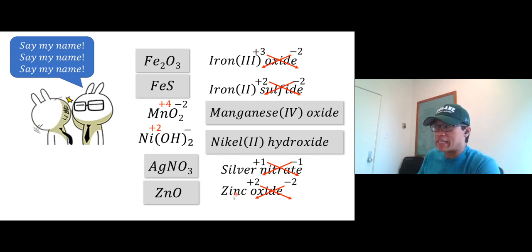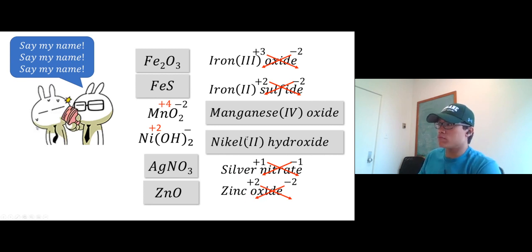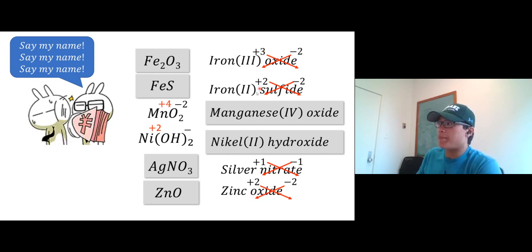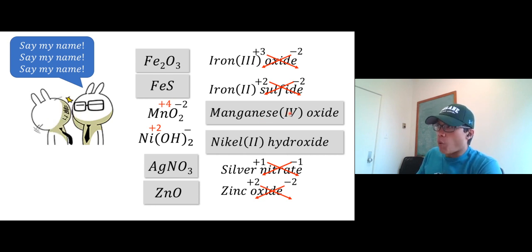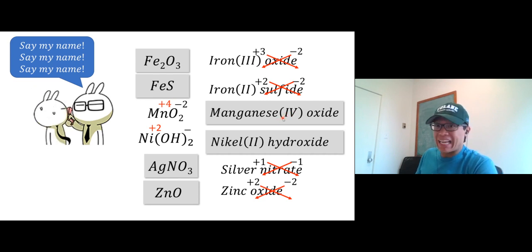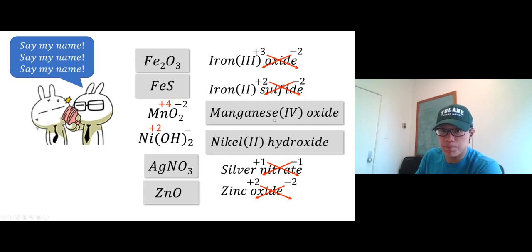Silver is always going to be +1. Zinc will always be +2. Not like iron. Iron can be +3, can be iron 2. Manganese could be 3, 2, 4, 5, 6, 7. There could be a lot for manganese. That's why you have to indicate the oxidation number.